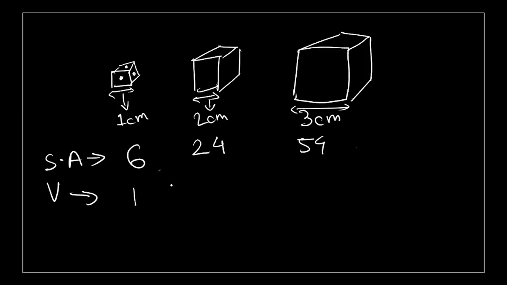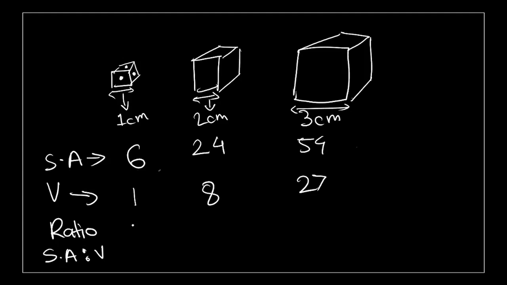It's that simple. And then 2 into 2 into 2, it's 8. It's that simple. And then 3 into 3 into 3, it's 27. Again, it is that simple. Now, let's compare them and find the ratio of surface area to volume.